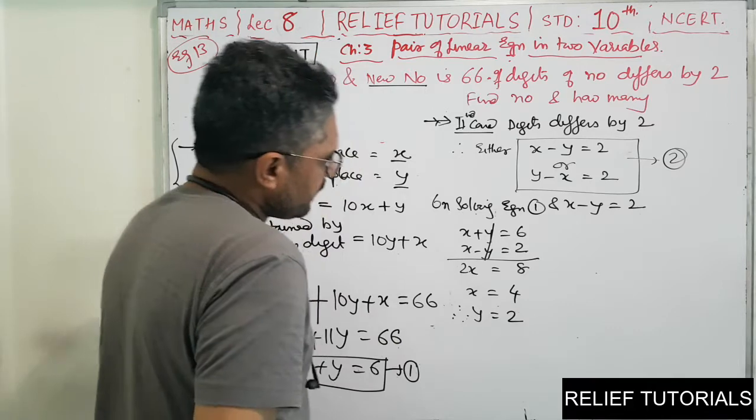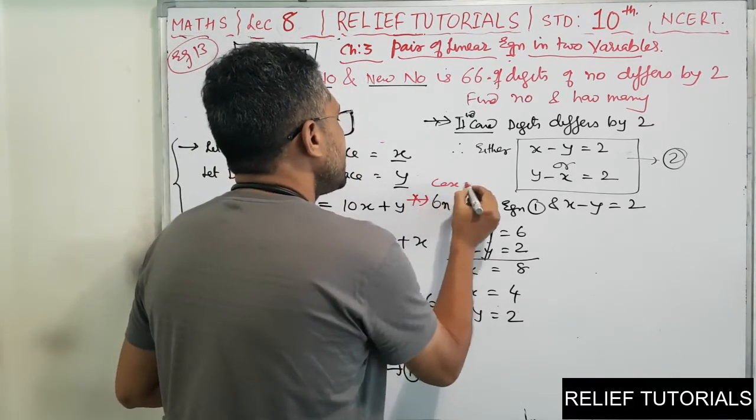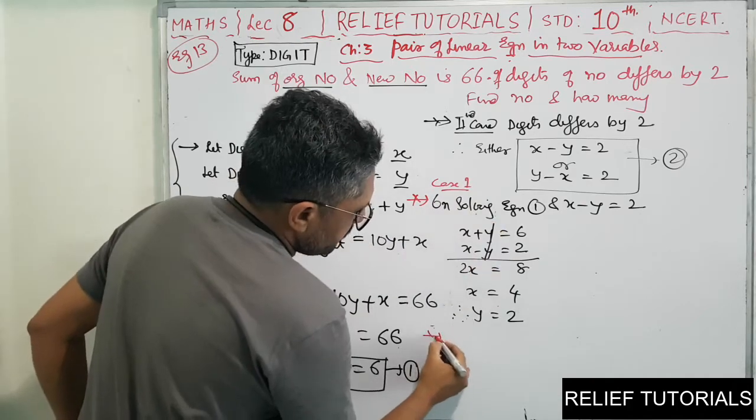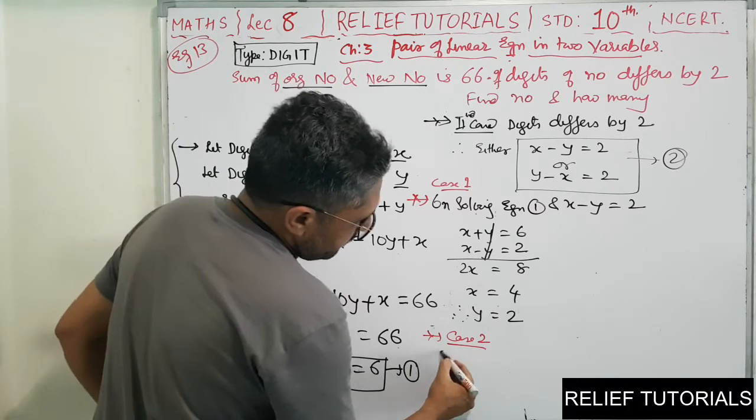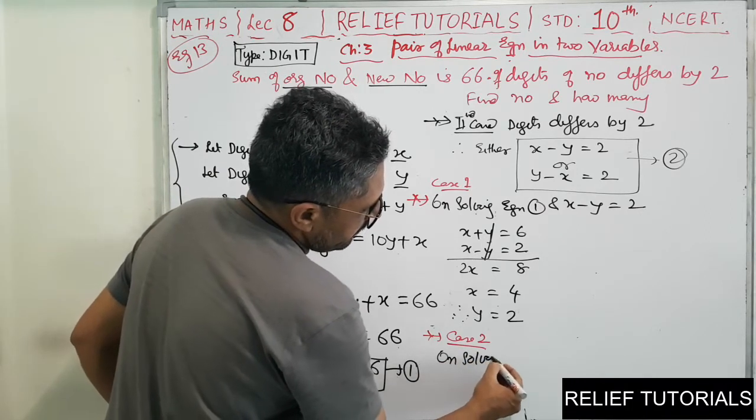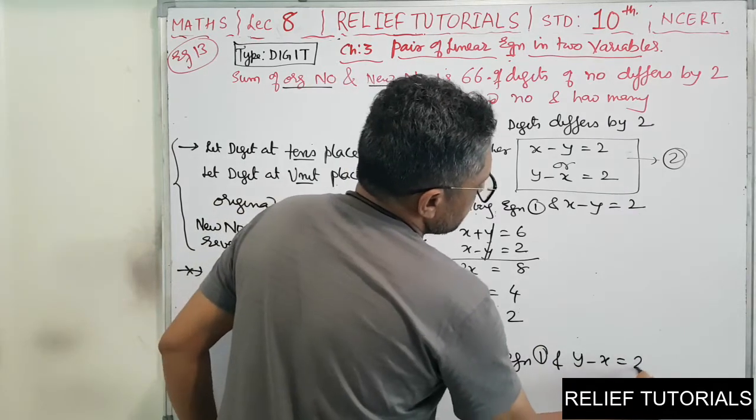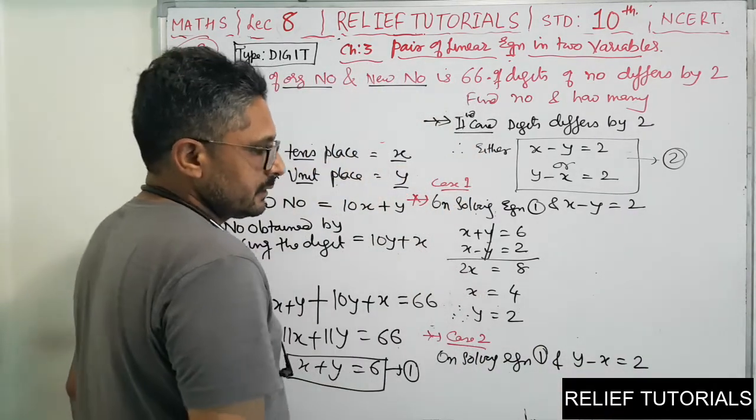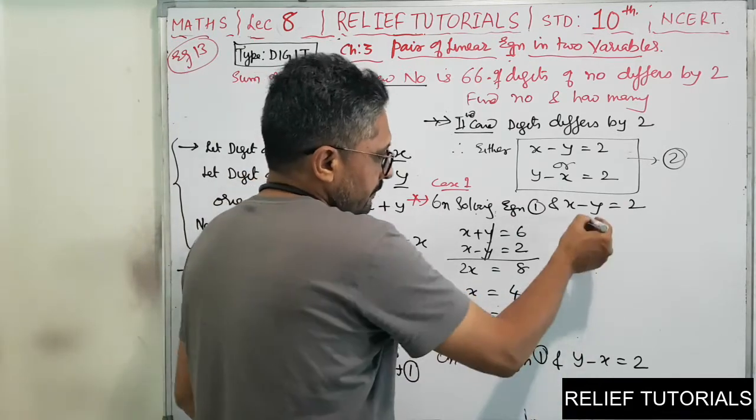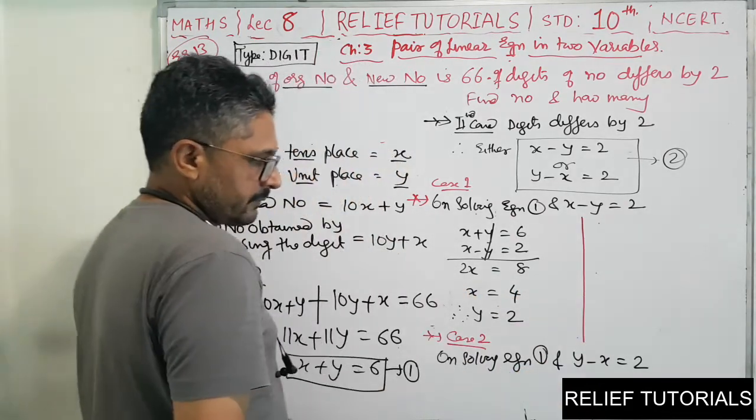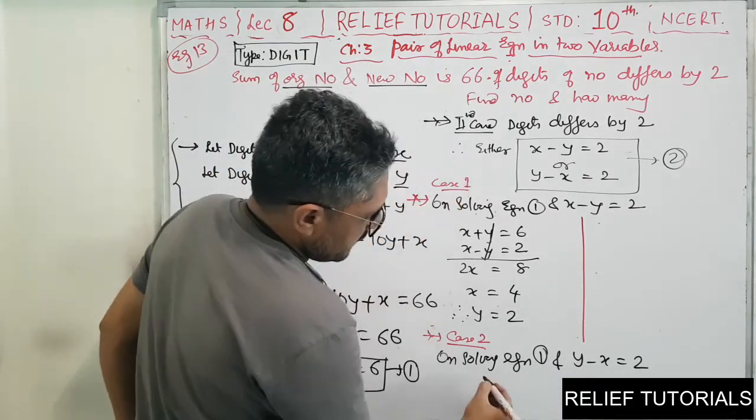Similarly, now, case 1. This is case 1. Now case 2. Solving equation 1 and y minus x is equal to 2. Okay, we have to solve this. So what we will get here? I have to solve here.